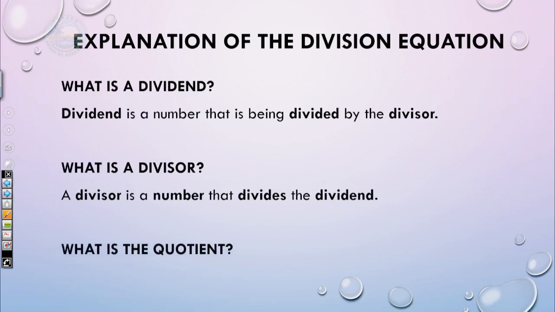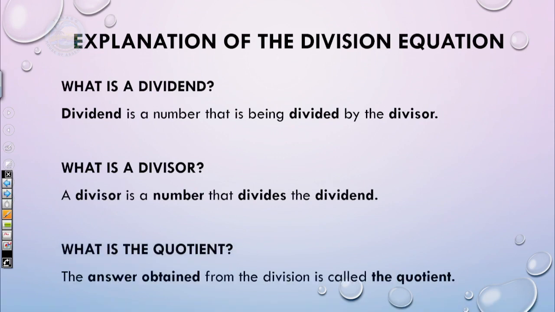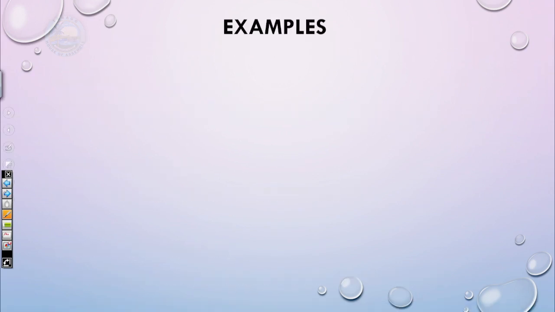What is the quotient? The answer obtained from the division is called the quotient. So these are the explanations of dividend, divisor, and quotient. Examples.